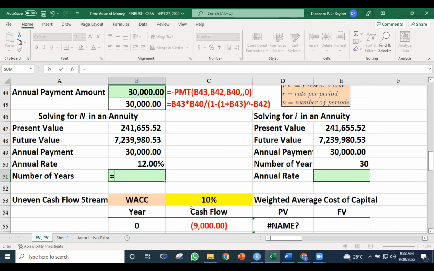Any guess? FV, okay. Tyler, kindly share your answer. Tyler, Daniel, kindly share your answer to the class.